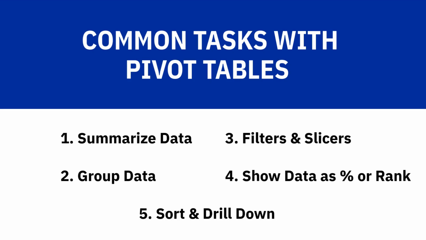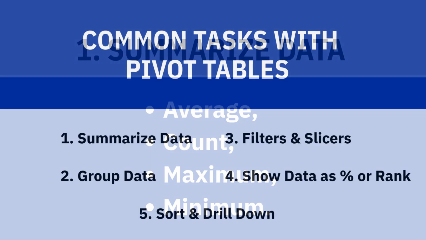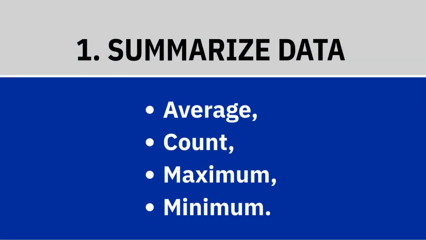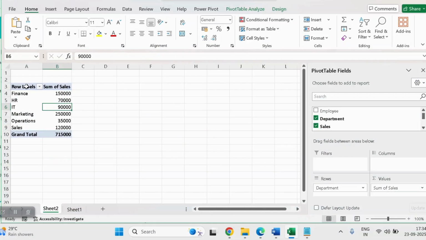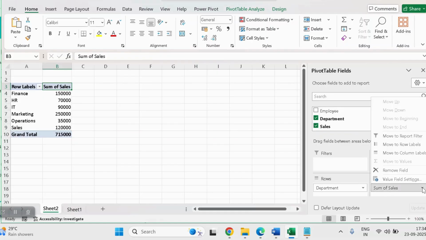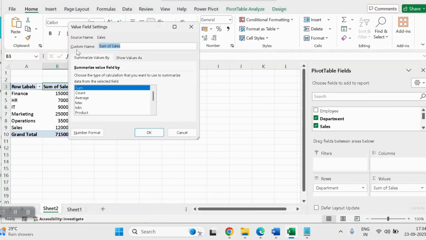Here are some of the most common tasks you will use them for. 1. Summarize data. By default, pivot tables sum up the numbers, but you can change that to average, count, minimum, maximum, and more. In the pivot table field list, look under the values area. You will usually see something like sum of sales. Click the drop down arrow next to it. Select value field settings.